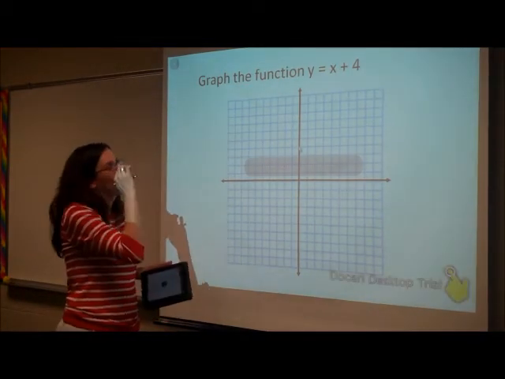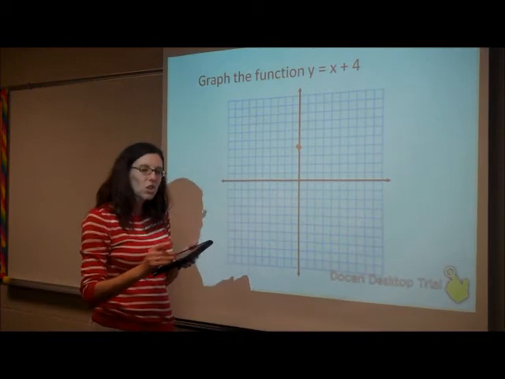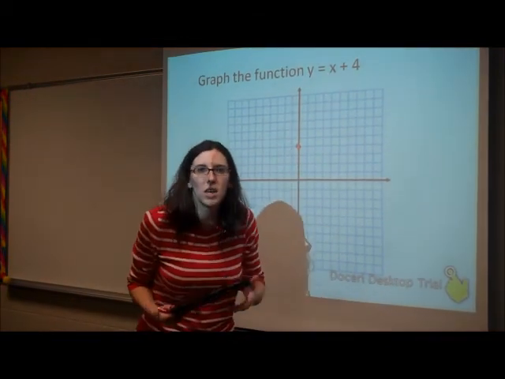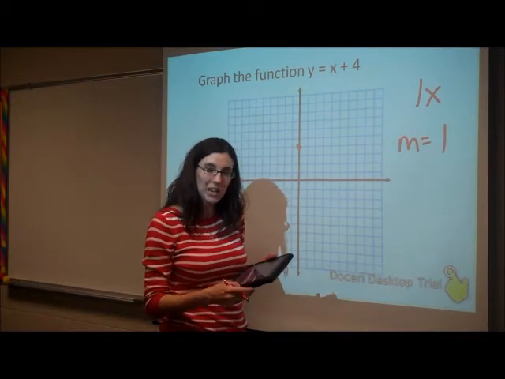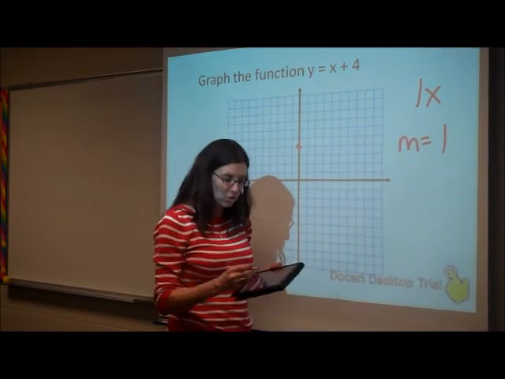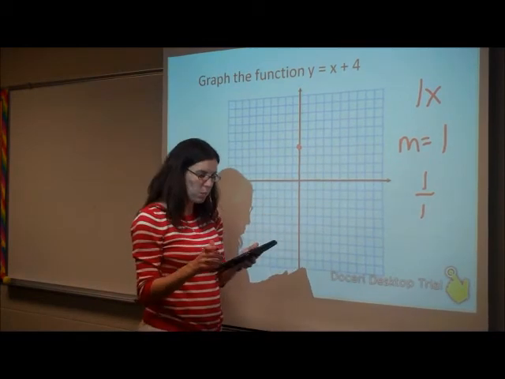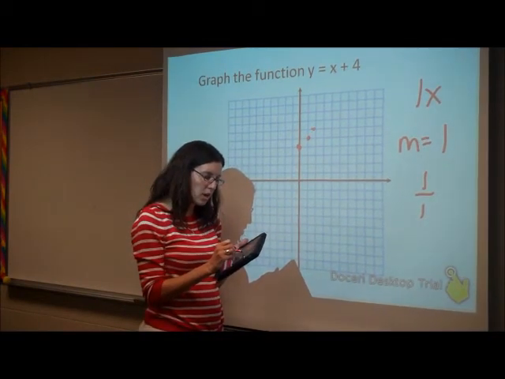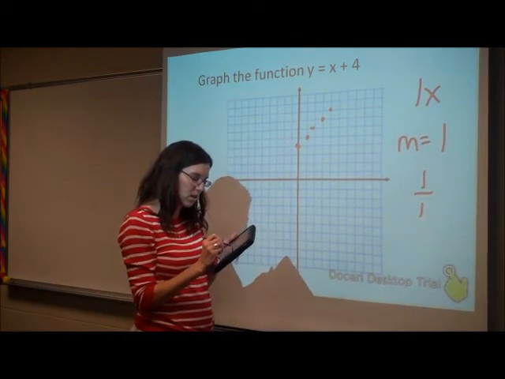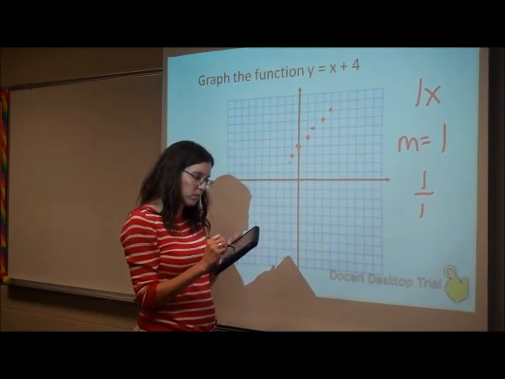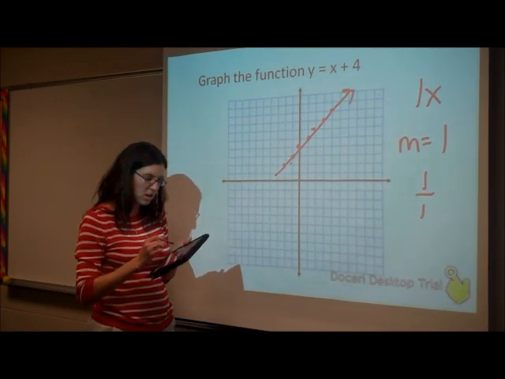All right, so let's check it. Our y-intercept is at 4. So 1, 2, 3, 4. Now, my slope is, what is my coefficient of x? Well, I just have an x here. If it's just an x, that means it is 1x. So that means my slope is 1. Changing that to a fraction is 1 over 1. Remember, we just put a whole number over 1. So this means I can go up 1 to the right 1, up 1 to the right 1. Okay? Or I could go down 1 to the left 1. Okay? Then here would be my line.